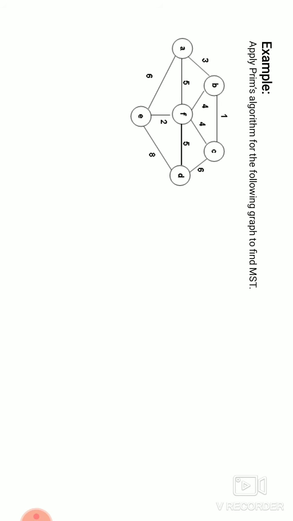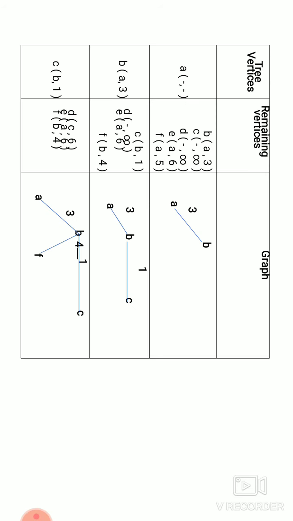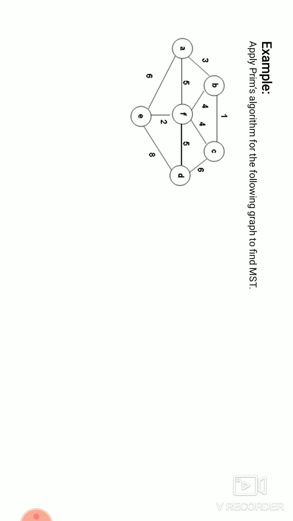So it is B of A comma 3. You can see B of A comma 3 because you reach B from A, which is the parent node, B is your next visited node, and the distance covered is 3. So that is why B of A comma 3. Next, from A I can even reach F. So that is why I write F of A comma 5.